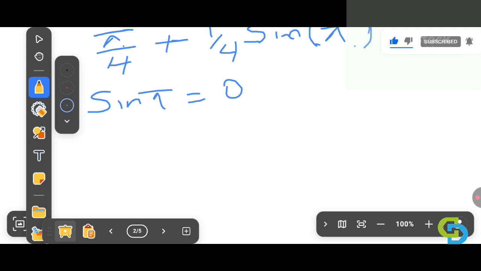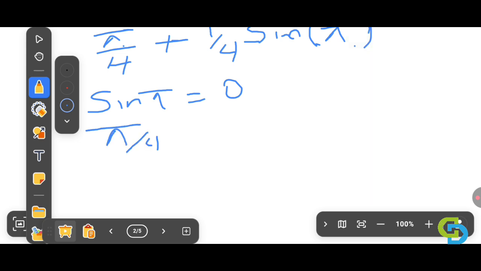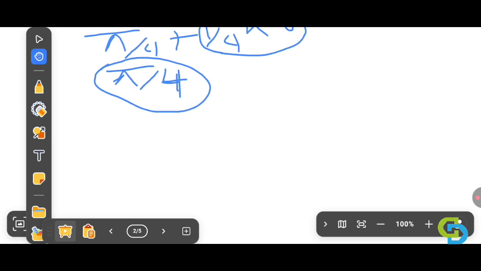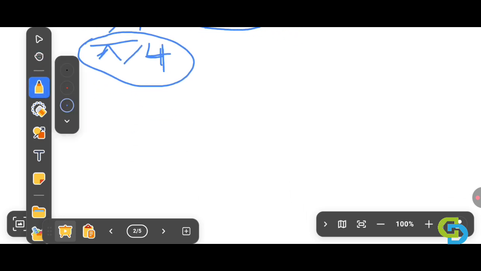So because sine of pi is equal to 0, we now have our final to be pi over 4 plus 1 over 4 times 0. So this is 1 over 4 times 0, which is 0. So that is our answer, the final answer becomes pi over 4. So our answer for this part is pi over 4. Now we need to get it when x is also 0. Remember we just did when it is pi over 2.